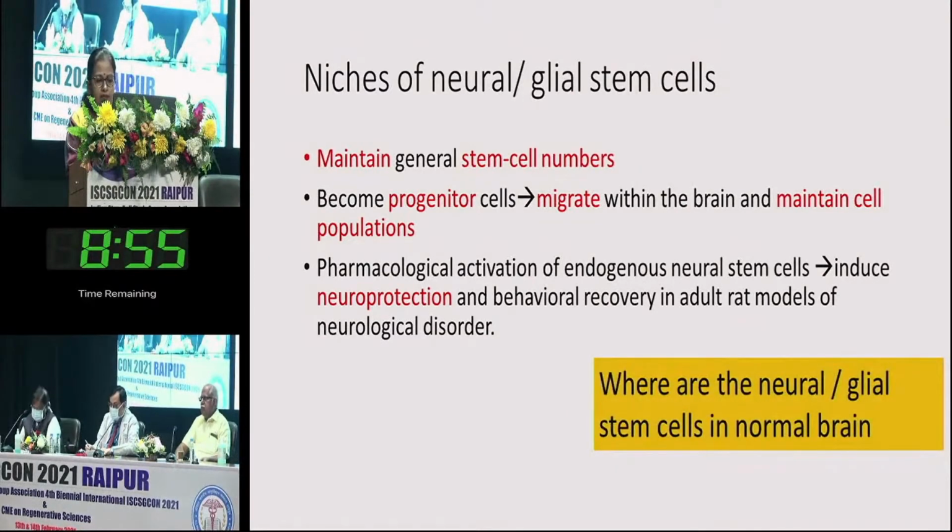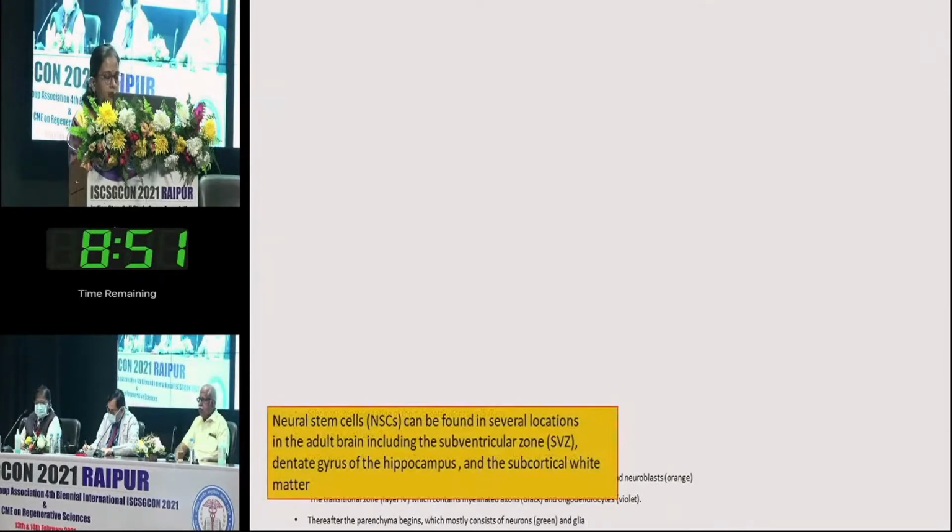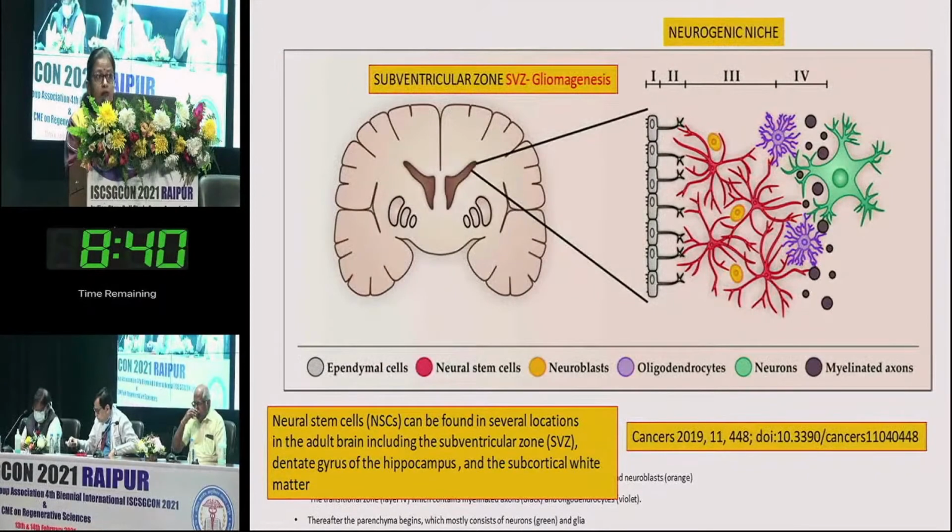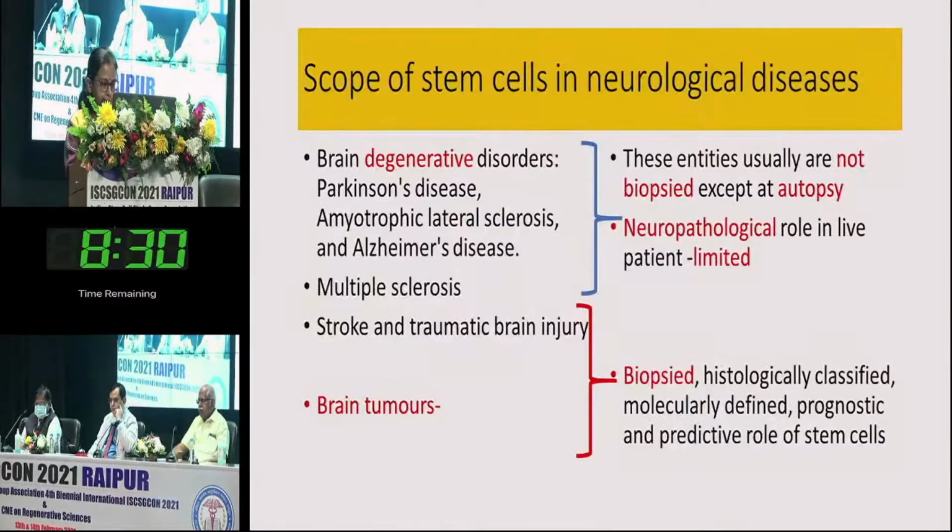Now, where are these neural or glial stem cells in the normal brain? Neural stem cells can be found in several locations in the adult brain, including the subventricular zone, dentate gyrus, and the subcortical white matter. However, the most important area is the subventricular zone, and that is because the stem cells there have been reported to be associated with gliomagenesis.